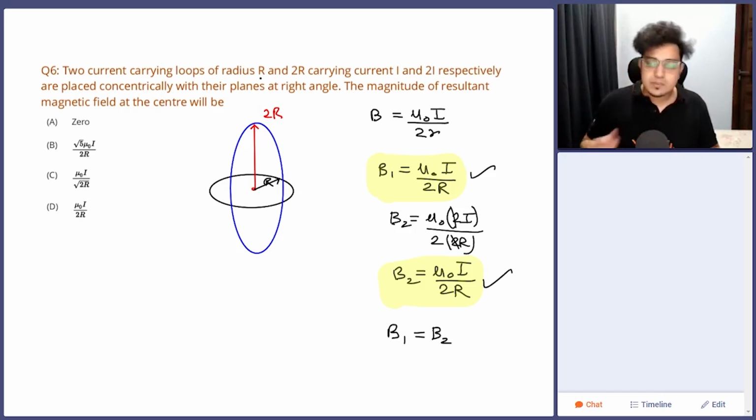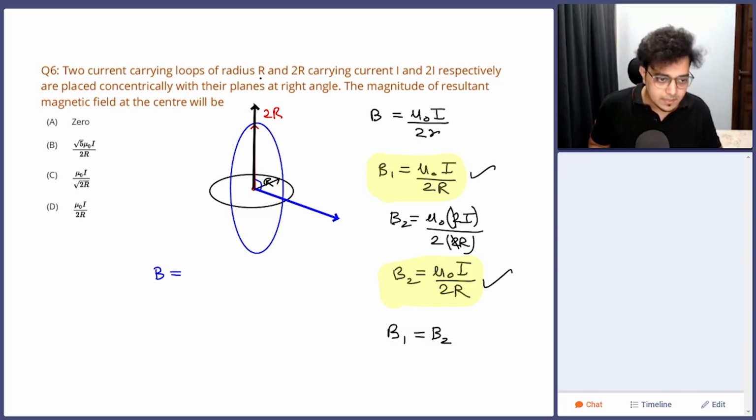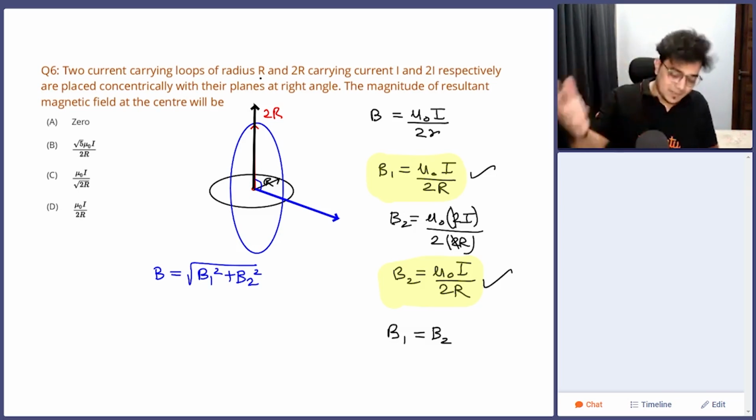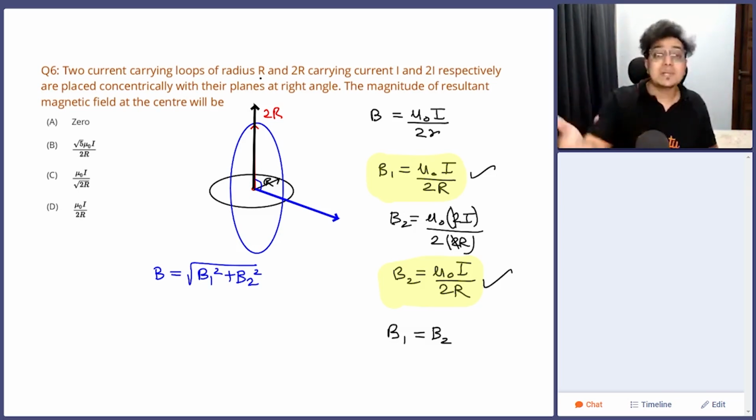So direction of magnetic field produced by the horizontal loop will be directed something like this. This is how the magnetic field will be directed by the horizontal loop. Now magnetic field produced by the vertical loop will be perpendicular to the vertical loop and going like this. So these two vectors have 90-degree angle between them. So the net magnetic field will be equal to under root of B1 square plus B2 square. This is Pythagoras theorem. Oh, sorry, not Pythagoras theorem. I mean to say parallelogram law of vector addition.